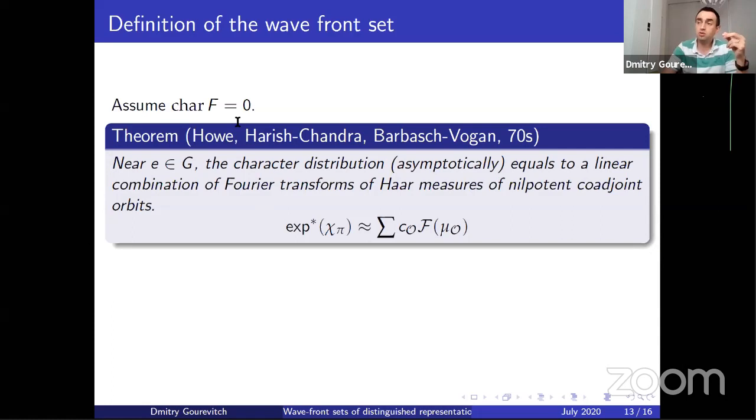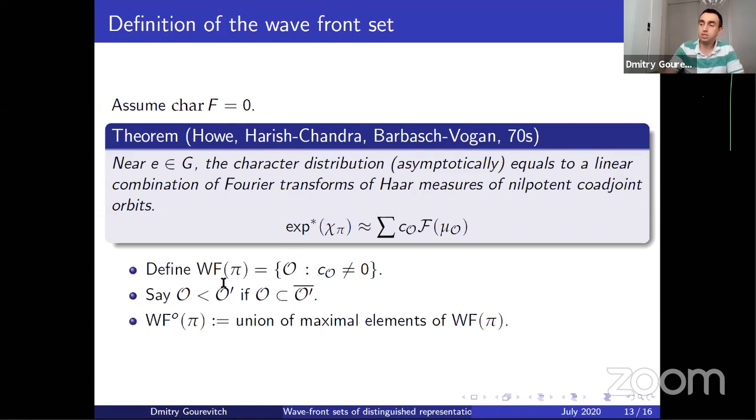But in characteristic 0, more is true. Near the identity, the character distribution asymptotically equals a linear combination of Fourier transforms of Haar measures of nilpotent orbits. So if we take the character, restrict it to a neighborhood of the identity, and use the logarithm to lift it to the Lie algebra, there it will be a combination of restrictions to a neighborhood of 0 of Fourier transforms of measures of nilpotent orbits. In the p-adic case it is equal, as shown by Howe and Harish-Chandra. In the Archimedean case, it is the asymptotics near 0, due to Barbasch and Vogan.